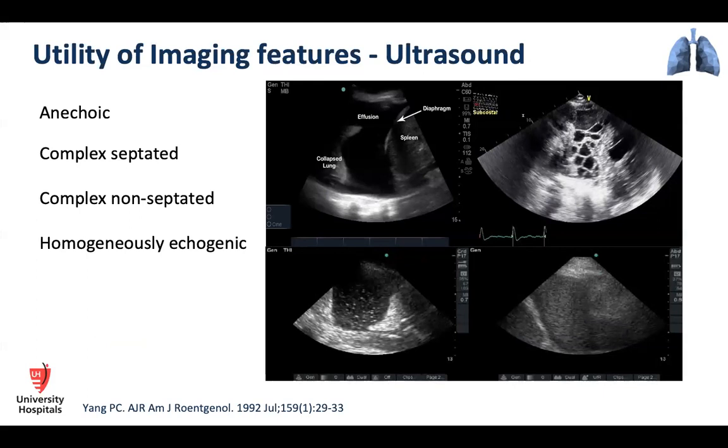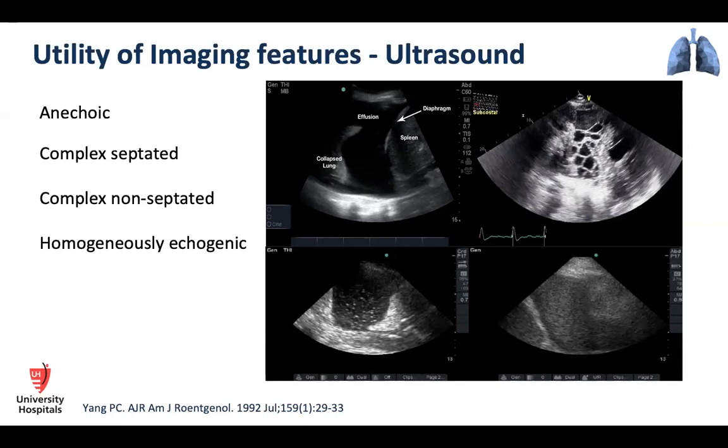Then you have complex septated, which is the second picture, where you see complex septations between the viscus, the diaphragm, and then the flopping lung. This is seen in malignant effusions, rarely, sometimes also seen in empyemas and complex infected pleural effusions.